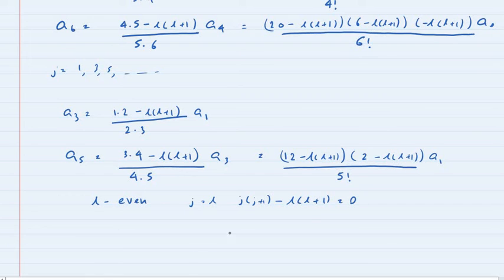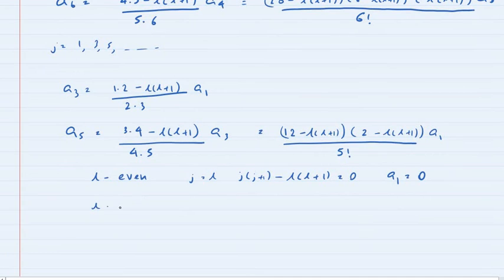Therefore, we need to make sure when L is an even number, our odd number series also converges, which can be achieved by setting A1 equal to 0. Similarly, when L is an odd number, we can find some j equal to L, so that j times j plus 1 minus L times L plus 1 is equal to 0. Again, to make sure our even number series is not diverging, we are setting A0 equal to 0, so that all the even numbered components are 0.